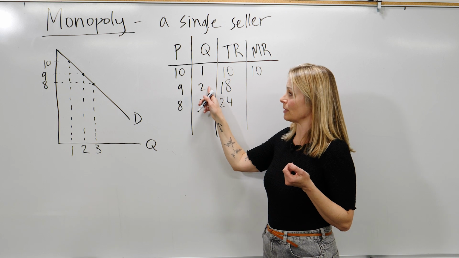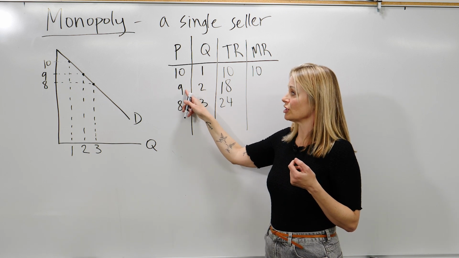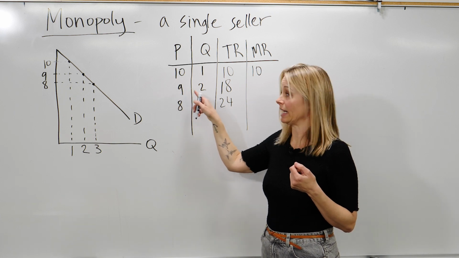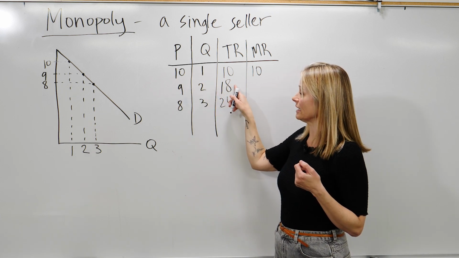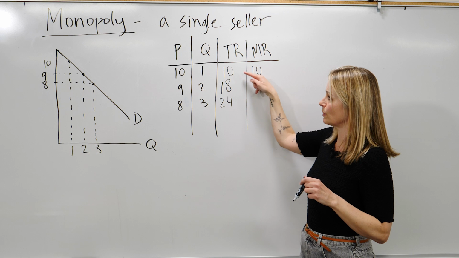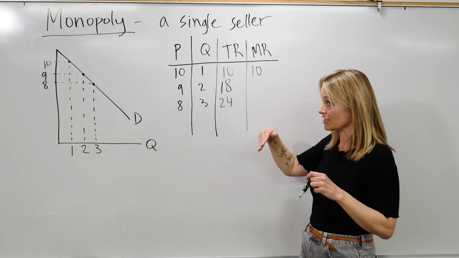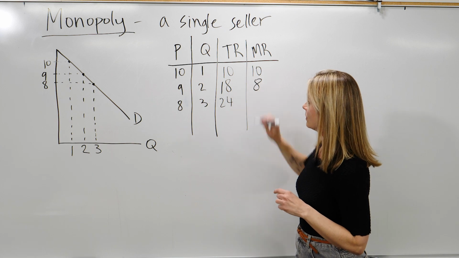Now, for the second unit, we had to lower the price to 9 to get the second person to buy it, and the first person now also is only paying 9. So our total revenue is 18. So how much marginal revenue do we have? How much extra revenue did we get? We went from 10 to 18. So we got an extra $8. That was our marginal revenue.